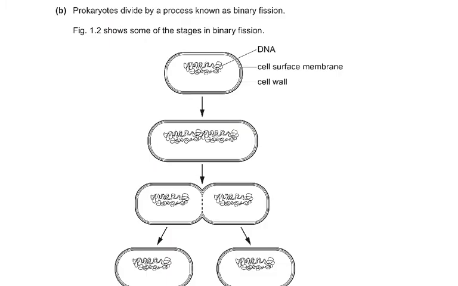And coming to the B part of the question, prokaryotes are bacteria. So prokaryotes divide by a process known as binary fission. Figure 1.2 shows some of the stages in binary fission. This is the DNA, then this is the cell surface membrane and the cell wall.